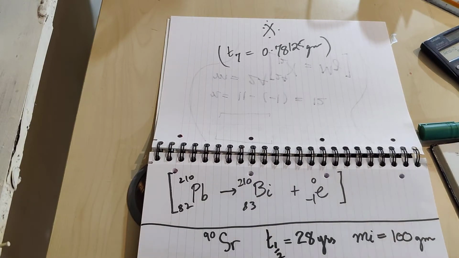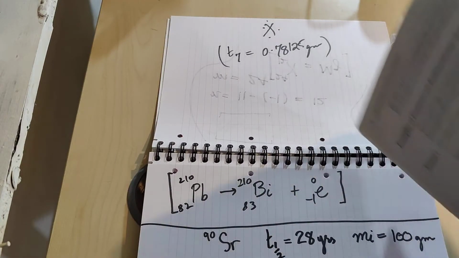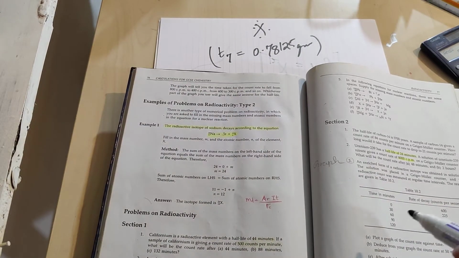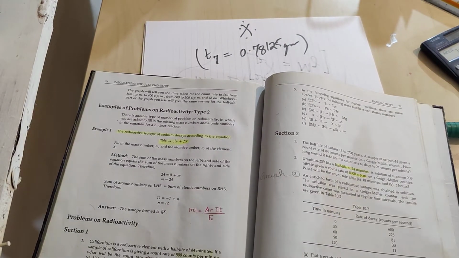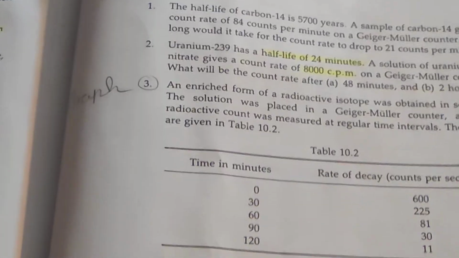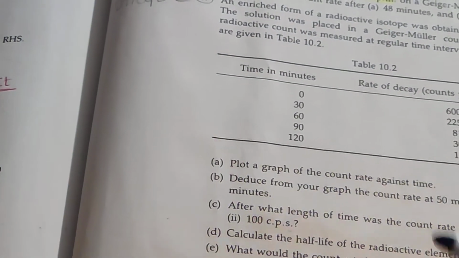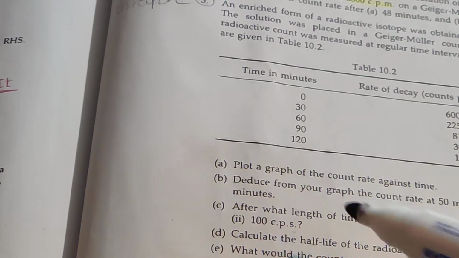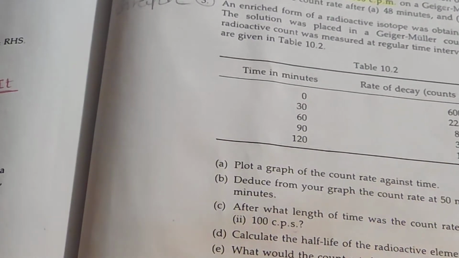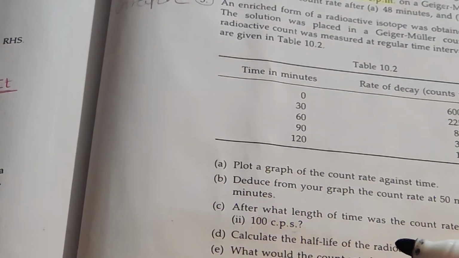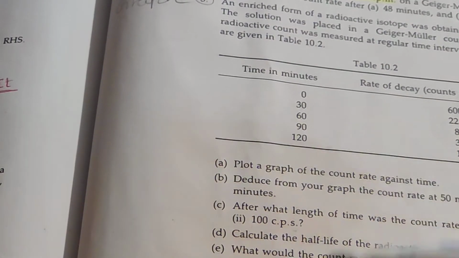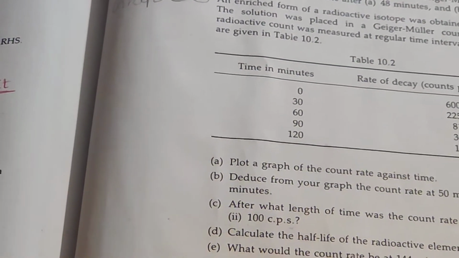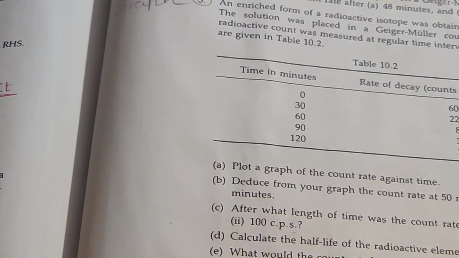Right, and then we have a question to plot the graph. Take the values, plot the graph, deduce your graph, and then find out the half-life. After what length of time was the count rate 200? And answer all these very simple questions that we just addressed individually.